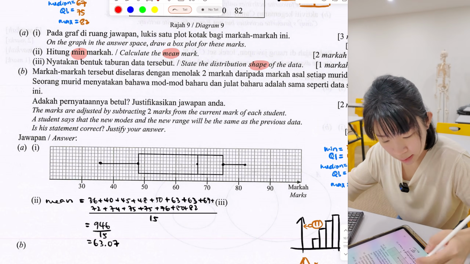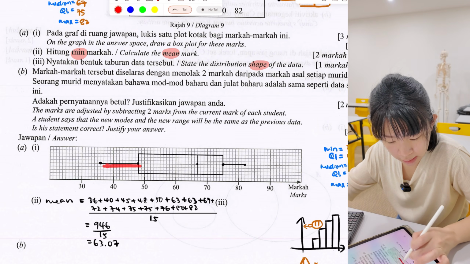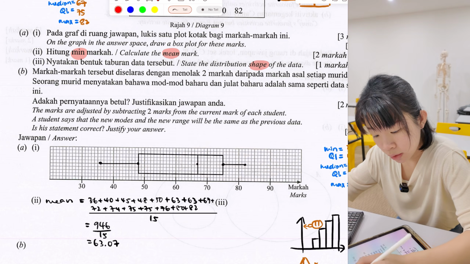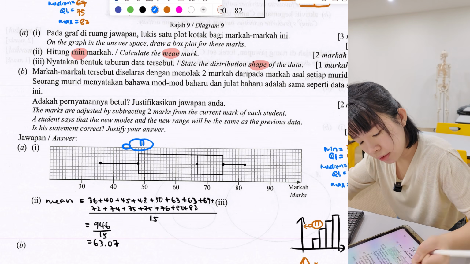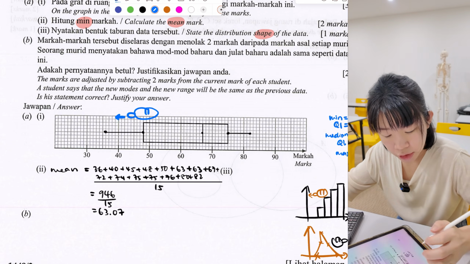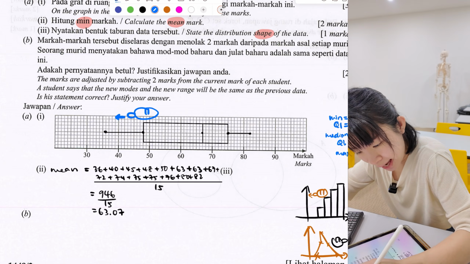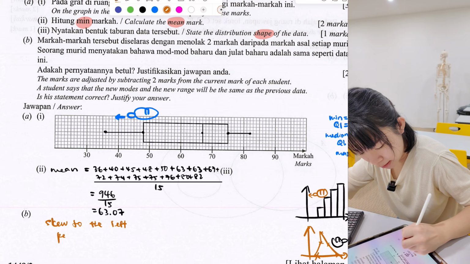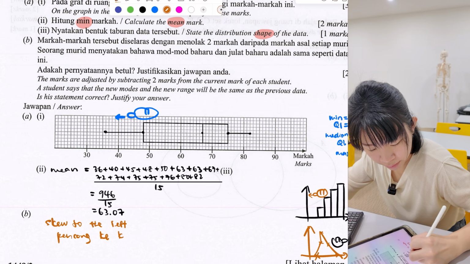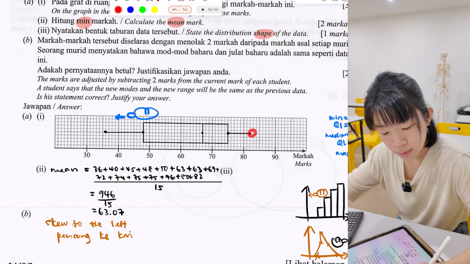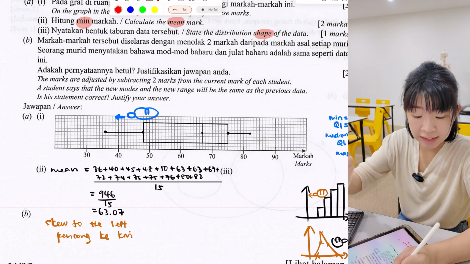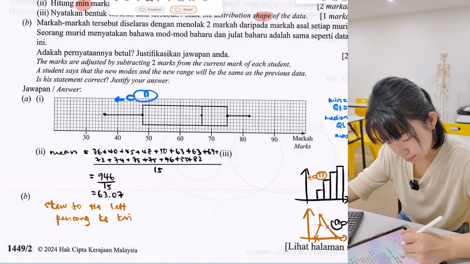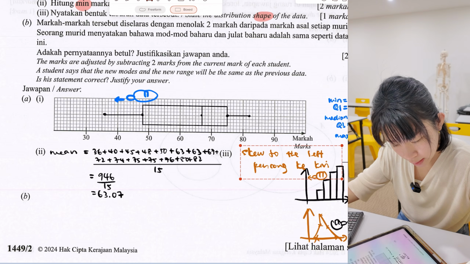Which side has less data? You look at it, this line longer, this line shorter. All the data accumulate on the right hand side. So your thumb will point to the longer side, the empty one. So this is left. We call that skew to the left, pencong ke kiri. Because all the data accumulate at the back, the thumb points to the other side, which is the left hand side. So this is the answer. Sorry guys, this is part 3 here.